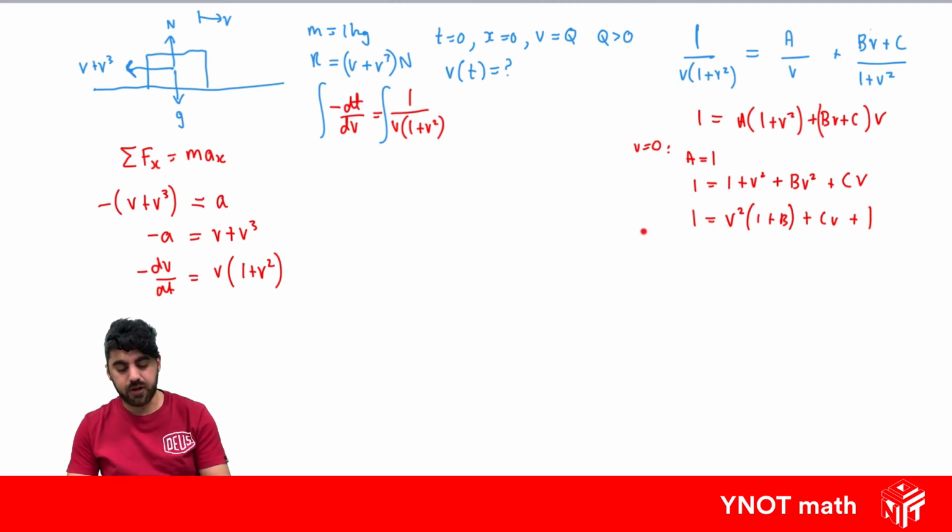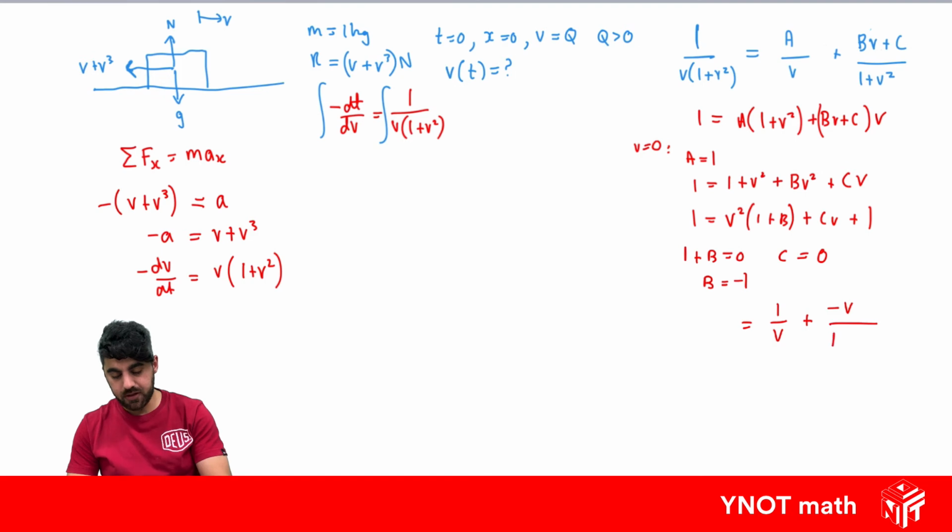Since there's no v squared or v over here, these coefficients have to be 0. So we know that 1 plus b equals 0 and c equals 0, so b has to be minus 1. And now we can rewrite this fraction as 1 over v plus b is minus 1, so we get minus v, and c is 0, so that's gone, over 1 plus v squared. And now we're ready to integrate.